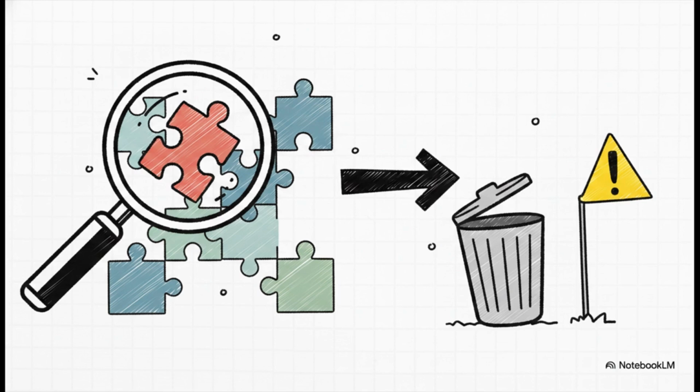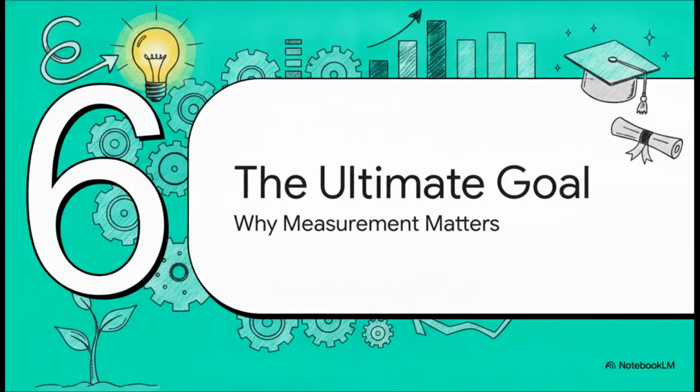Get this. If an item has a negative discrimination index, it means the students who failed the overall test actually got that specific question right, while the top students got it wrong. That is a massive red flag. It indicates that the test item itself was likely flawed, ambiguous, or just confusing, and it should probably be thrown out entirely. Finally, Section 6, the ultimate goal, learning.